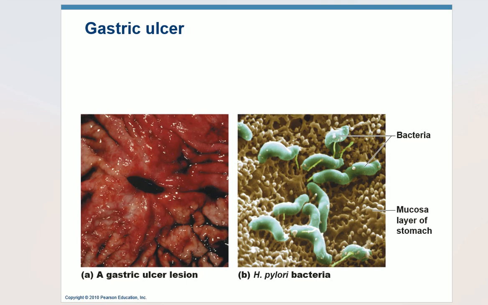Picture B is a good representation of bacteria. They don't actually look this beautiful and green. Maybe they do. They're not going to look this beautiful and perfect though. But that's a picture of bacteria digesting the mucus layer of the stomach, creating those holes in it. So ulcers hurt, as you can imagine. That bacteria is literally eating a hole into your stomach.